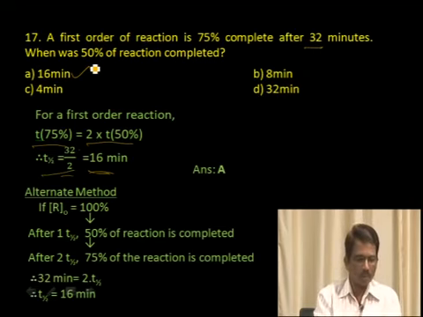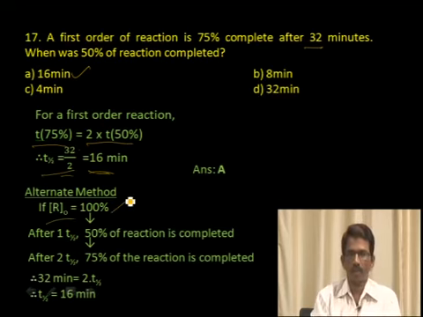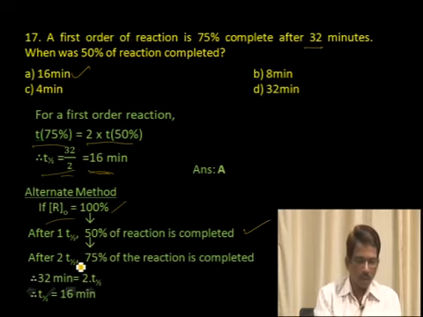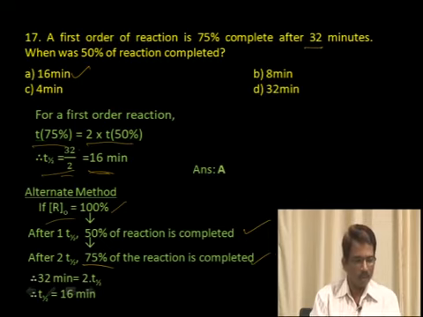Alternatively, you can work out this problem this way also. If I consider R naught, the initial concentration, as 100%, then after 1 T half, 50% of the reaction gets completed and 50% of the reactant will be left unreacted. So after 2 T halves, 50% of the remaining 50% reacts. In total, 75% of the reaction gets completed. They say that 75% of the reaction gets over in 2 T halves. That is, 32 minutes is equal to 2 T halves, and obviously T half becomes 16 minutes.